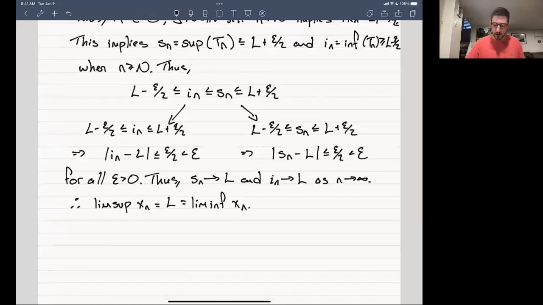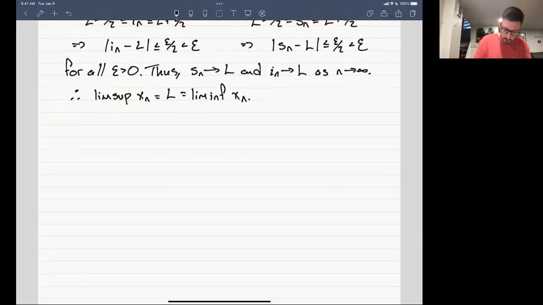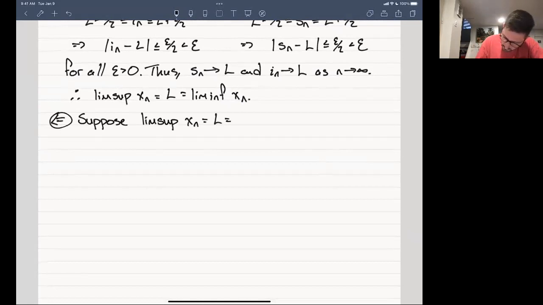So that proves one direction, right? That's assuming that you have a convergent sequence. Then you can show that the lim inf and the lim sup are both equal to whatever you're converging to. Now let's go backwards. Let's suppose that the lim sup of xn is equal to L, which is equal to the lim inf of xn, for some L in R. So there's some value that this thing is equal to.